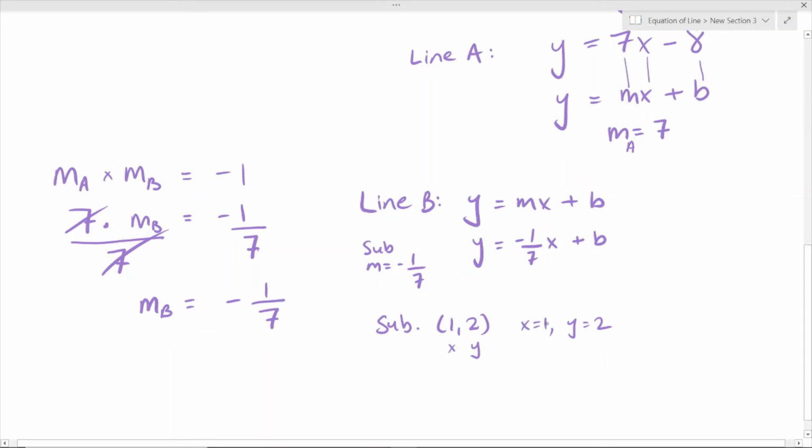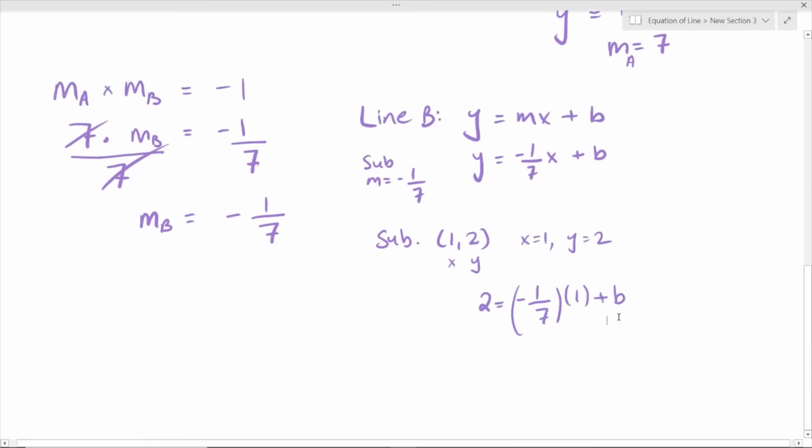So we have this equation. Our y is here. I'm going to plug in 2 for that. And then -1/7, just copying that, times x, so I'm going to have to multiply this by x, which is 1, plus b. And then what I have to do now is isolate for b, because we're trying to find b, because we plug in our x and y values. So let's do that. So 2 is equal to -1/7 times 1. That's going to be -1/7 plus b.